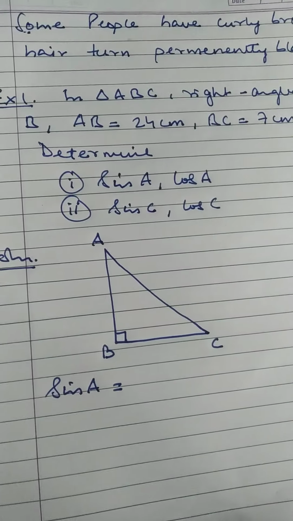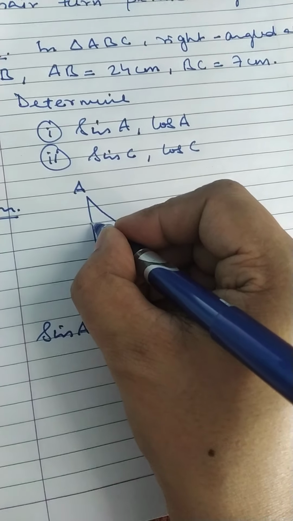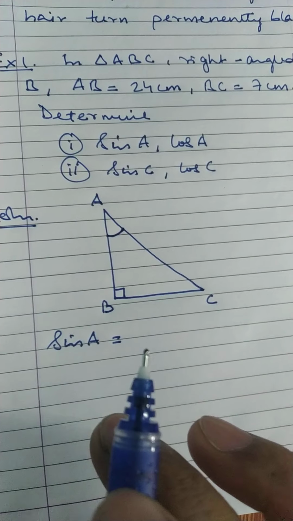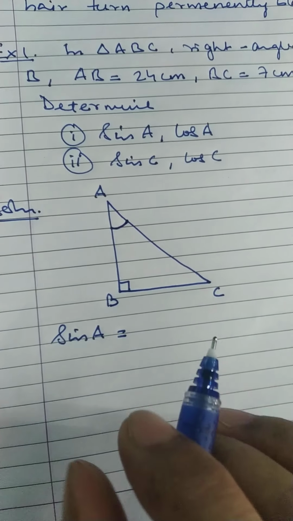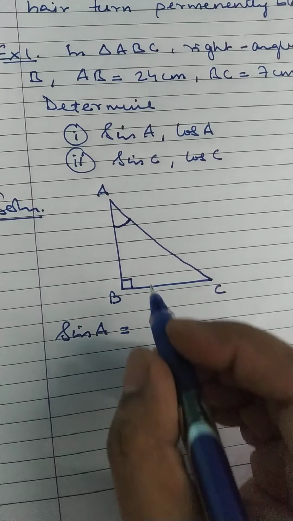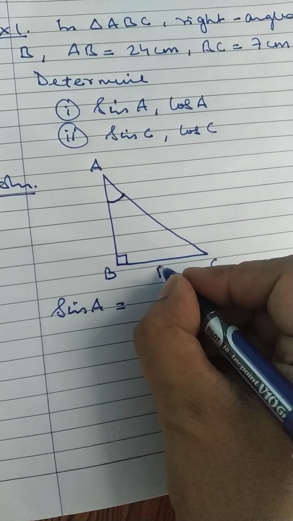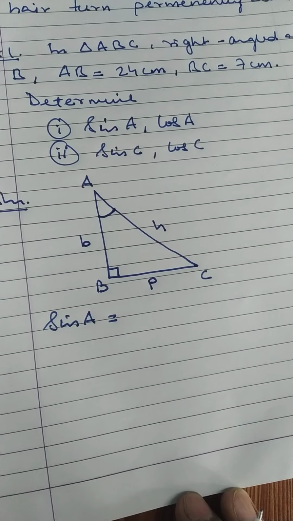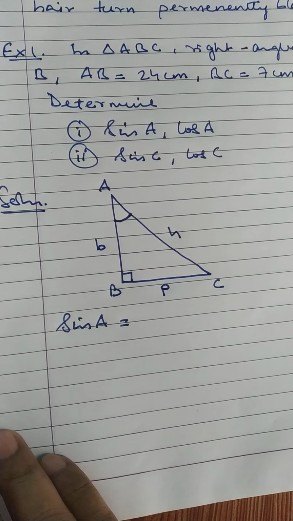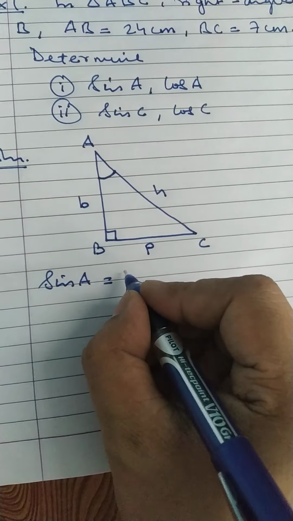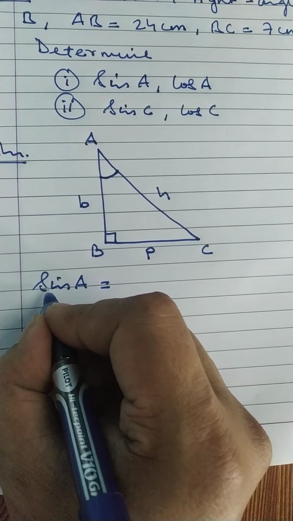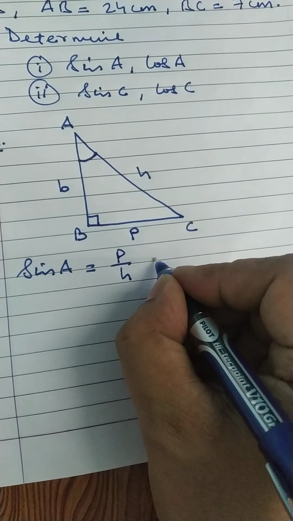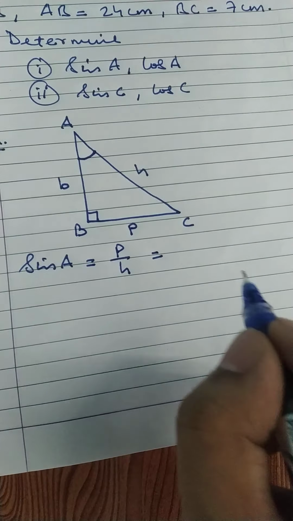So if we take the angle A as the acute angle, and if we write all the trigonometrical ratios with respect to this angle, then BC will be perpendicular, AB will be base, and AC will be hypotenuse. So the definition of sine A is P by H, and this is equal to what?